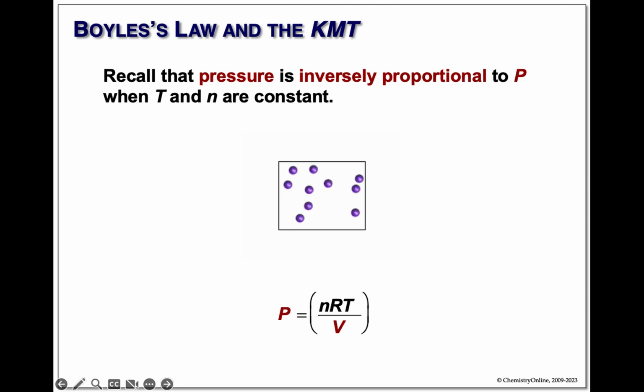If we take and we make our volume smaller, we will get more collisions per unit time. Collisions equate directly to pressure. So this is the intuitive version of the gas laws. Any questions?